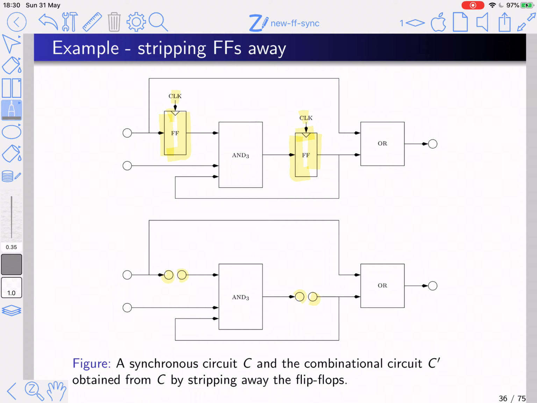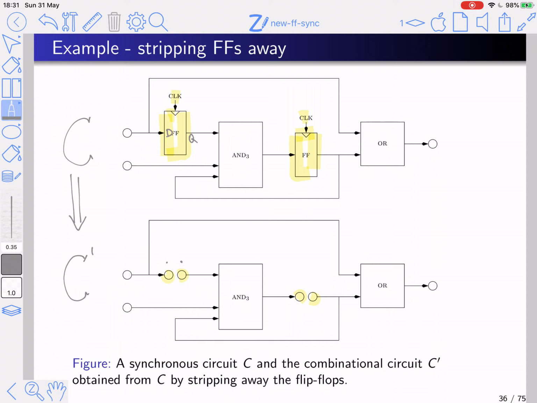Here's my circuit C, and this is the circuit C prime, which I obtained by stripping away the flip-flops. So you see in C I have two flip-flops and I have a clock network. So I remove the clock network, I remove the flip-flops, and I replace every flip-flop with an input gate and an output gate. This is the D port of the flip-flop. So here I'll have an input that corresponds to the D port. This is the Q port of the flip-flop.